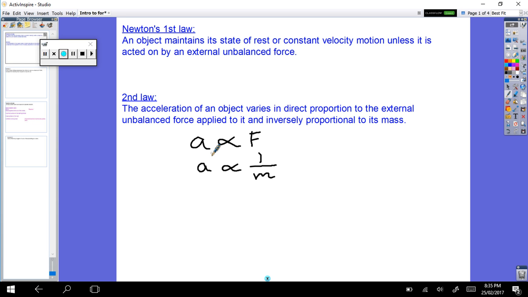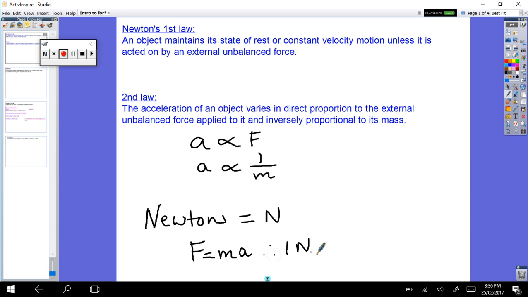Remember that the unit of force is newtons. The newton is the unit of force. We write it as the letter N. And we can define a newton as the force needed to give a 1 kilogram object an acceleration of 1 meter per second squared. That basically means that because we know that force equals mass times acceleration, 1 newton will equal 1 kilogram times meters per second to the minus 2.